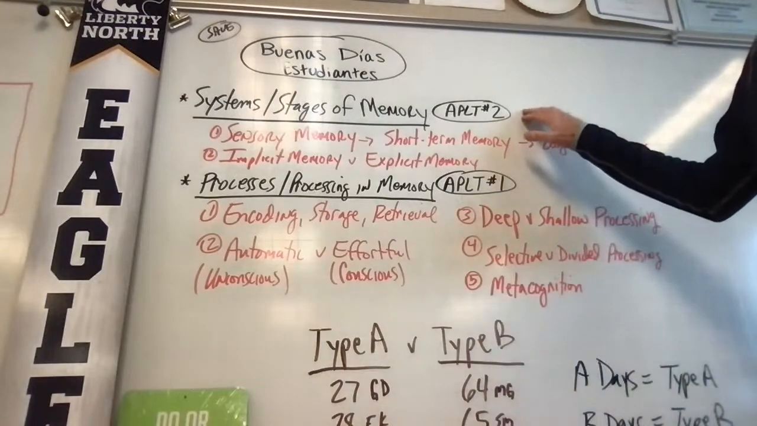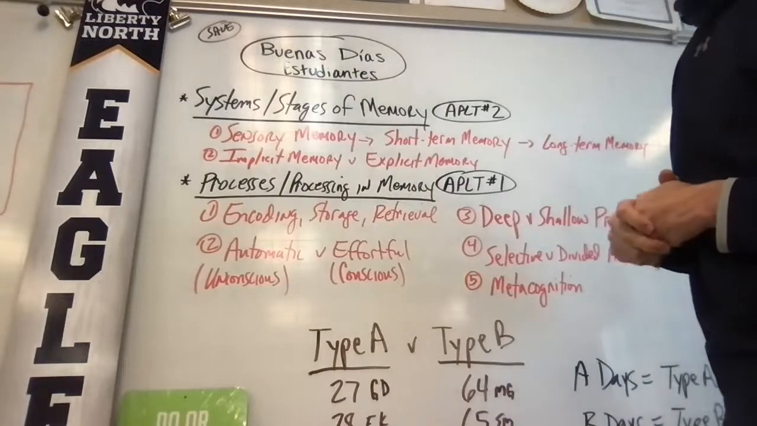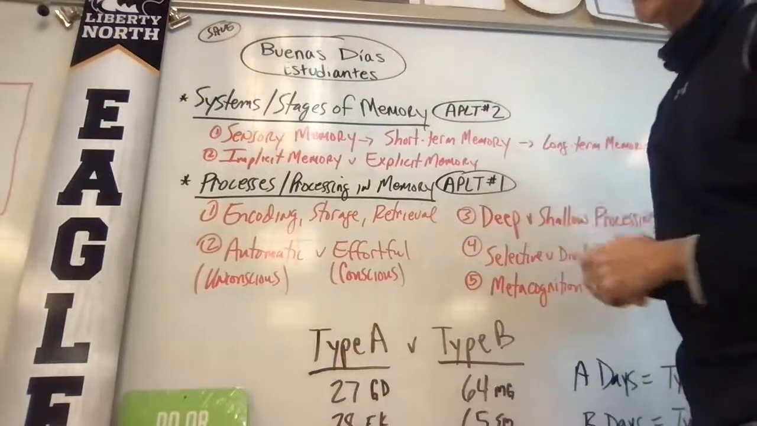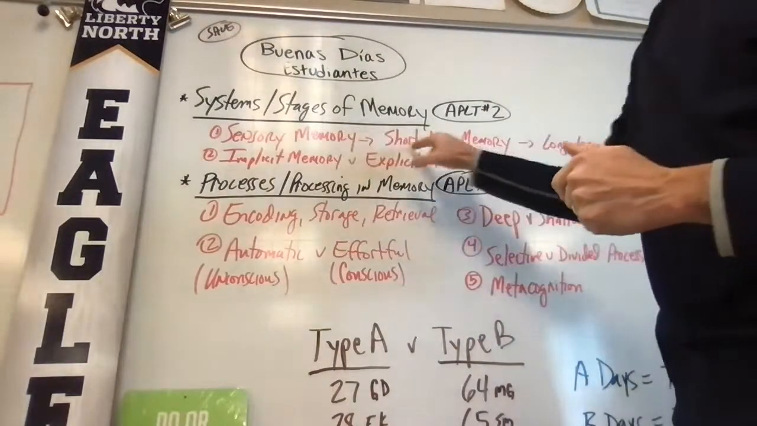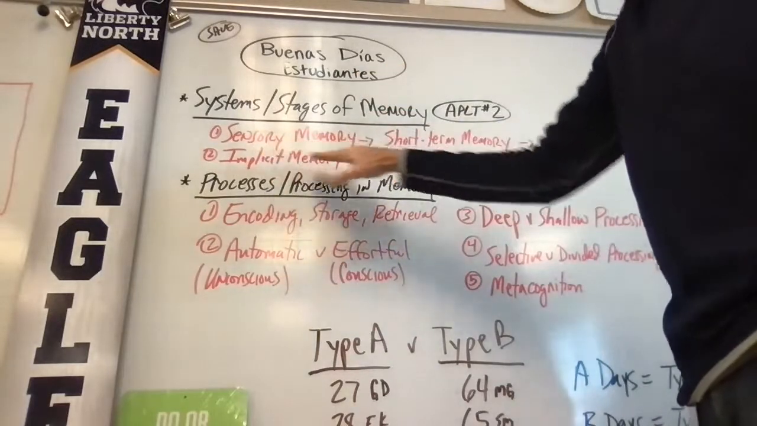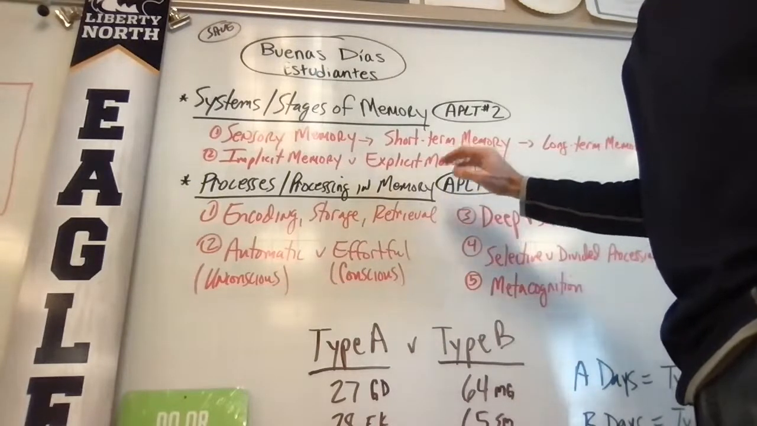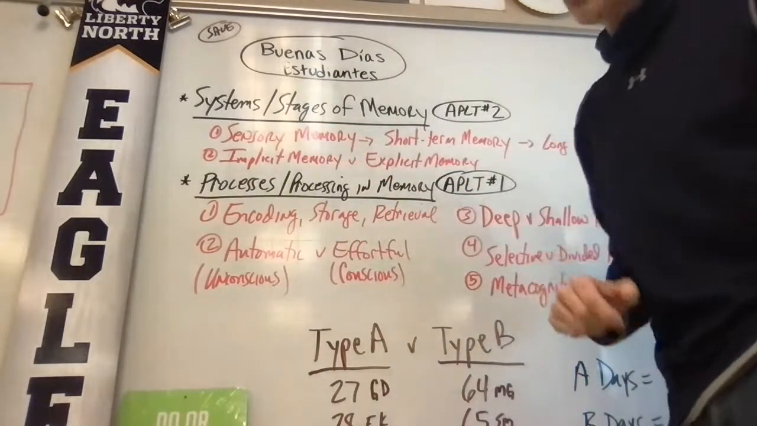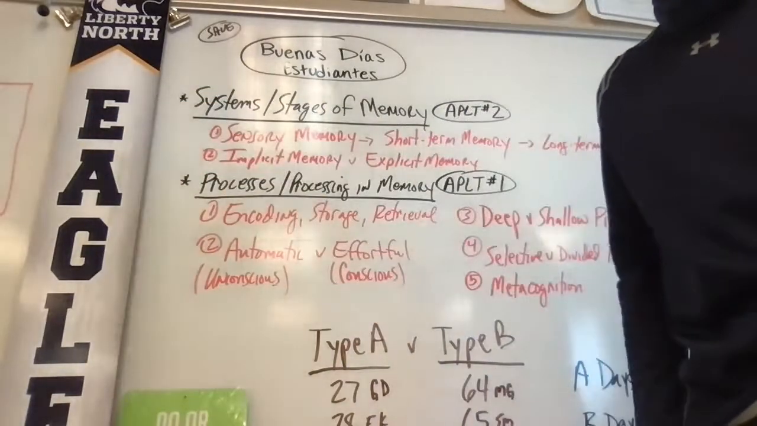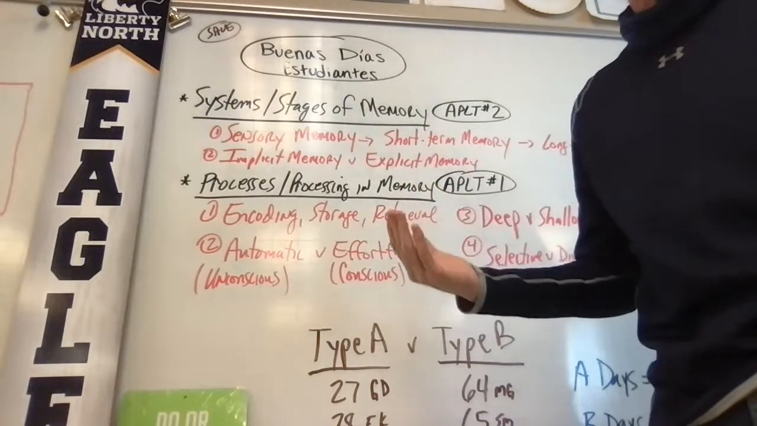Learning target number 2 is to identify the systems that are involved in memory, also called stages. Again, we have everything in the red over there. We have our 3 systems of memory: sensory, short-term, and long-term. And then what I will add later is that we also have implicit versus explicit memory. Implicit memory is also called procedural memory, and that's anything that involves unconscious processing. This is stuff that my brain is going to retain pretty much automatically.